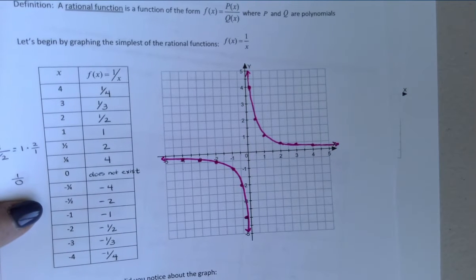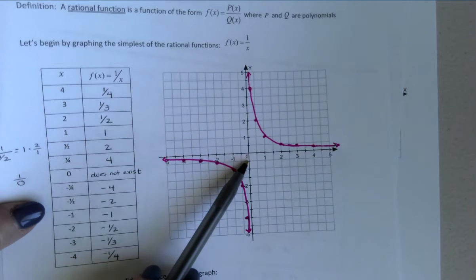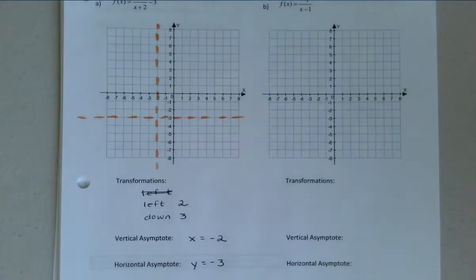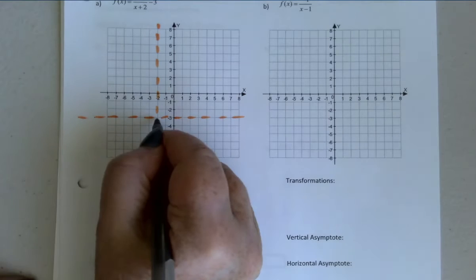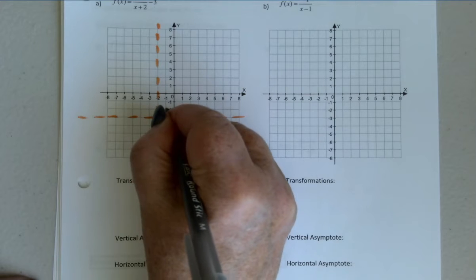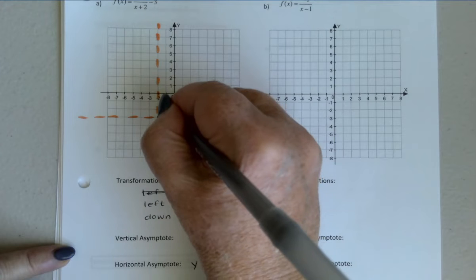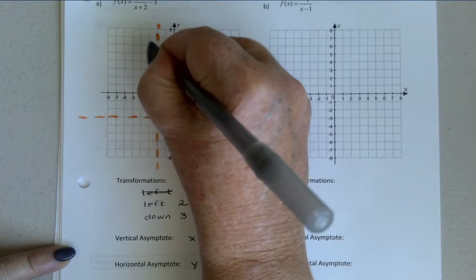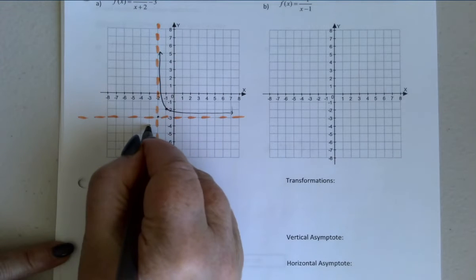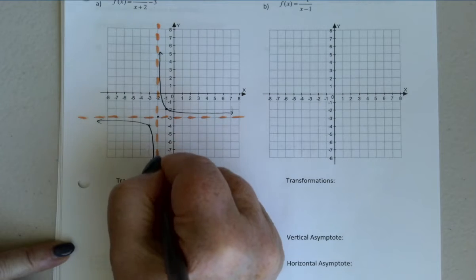Without any kind of vertical stretch or shrink, notice that (1, 1) and (negative 1, negative 1) were on the graph. So what I often will do here is, from this new center point, I'll just go over 1 and up 1, and draw my graph approaching the asymptotes. And again, from the center, left 1 and down 1, and draw my graph approaching the asymptotes.